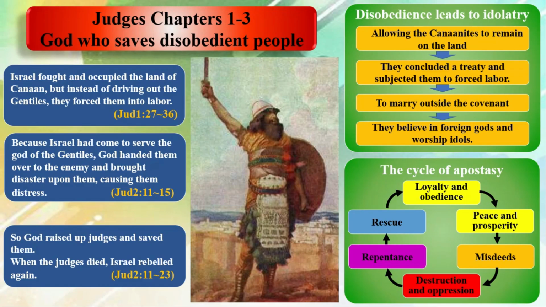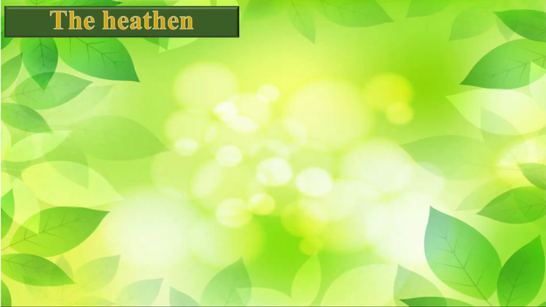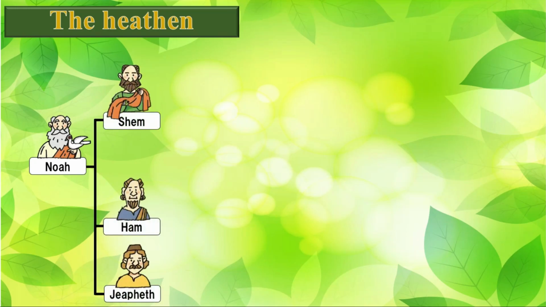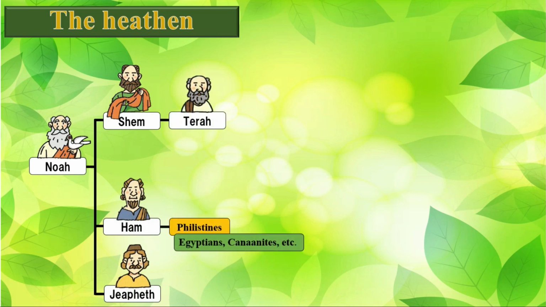Now, let's learn about the heathen. The heathen. In Noah's flood, only Noah's family survived. Noah had 3 sons, Shem, Ham, and Japheth. Terah was a descendant of Shem. Ham's descendants became the Philistines, Egyptians, and Canaanites. Japheth's descendants became the Greeks and Romans.